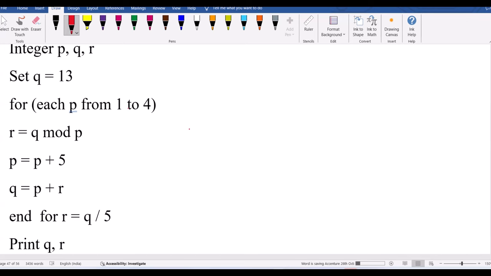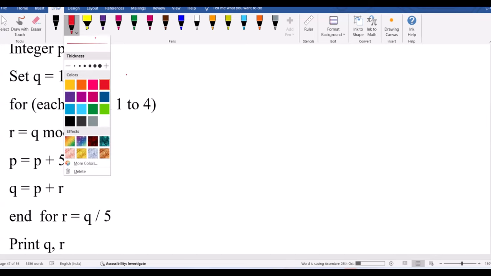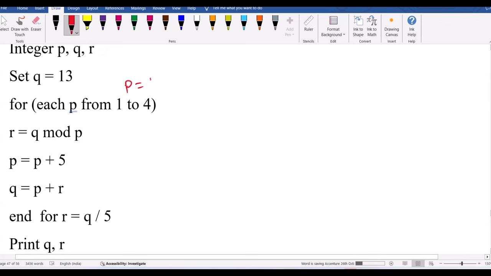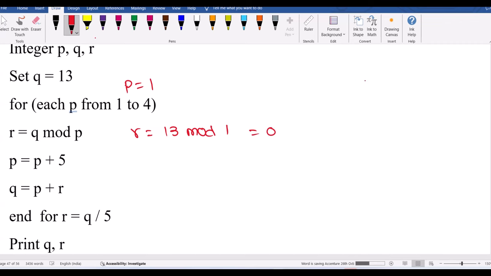Now each from P1 to 4. So first we'll take P value 1. Then R equal to Q 13 mod 1, every number is divided by 1. Modulus means it will give remainder. As per programming point of view, mod means mod operation, it will give remainder. Remainder when 13 divided by 1, sorry, will be 0. So R value is 0.